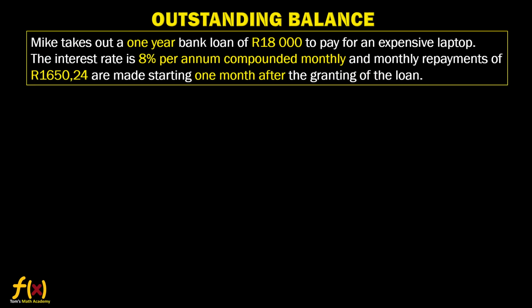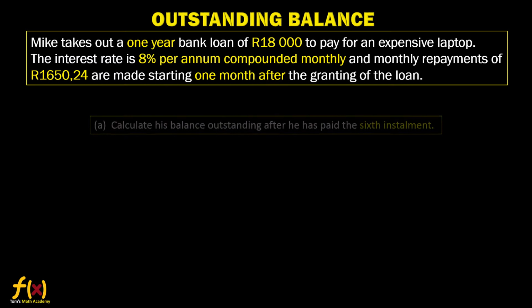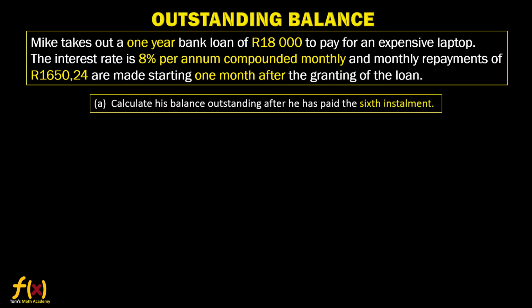Example: Mike takes out a 1-year bank loan of 18,000 Rand to pay for an expensive laptop. The interest rate is 8% per annum, compounded monthly, and monthly repayments of 1,650 are made starting 1 month after the granting of the loan. Very important: if there is a gap, we must know that we can use the present value annuity formula.